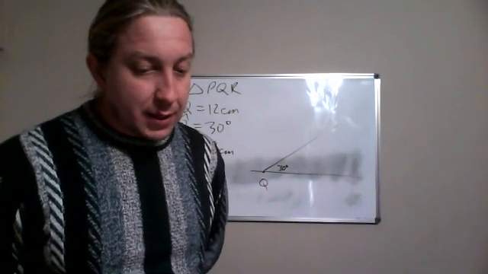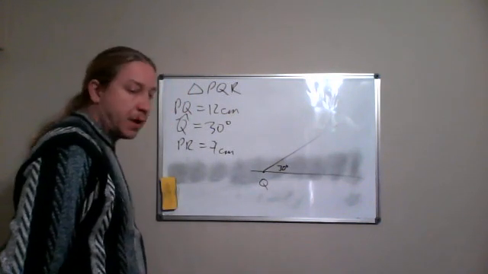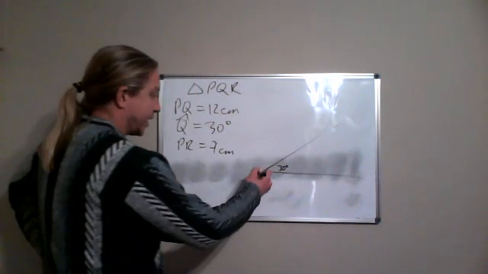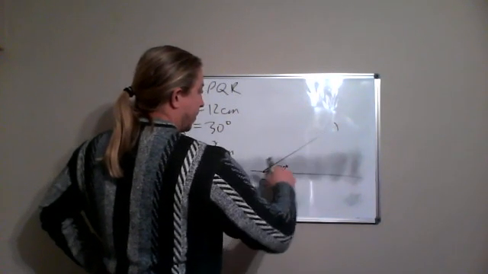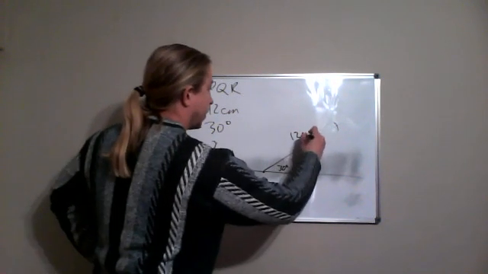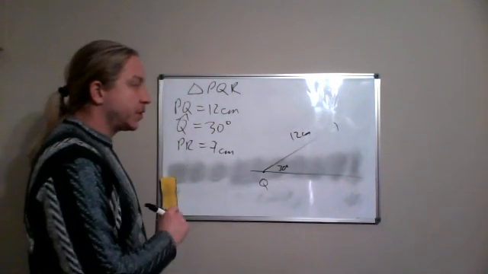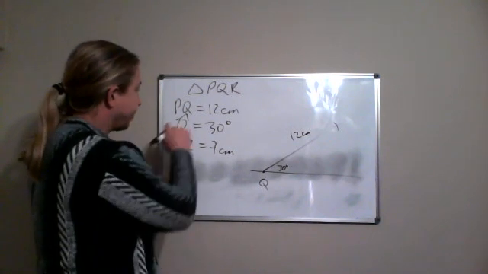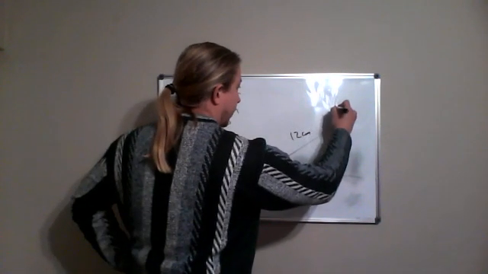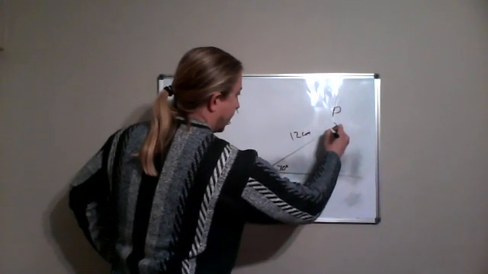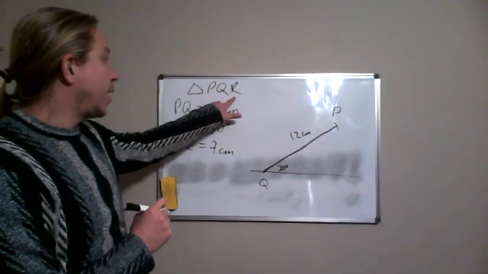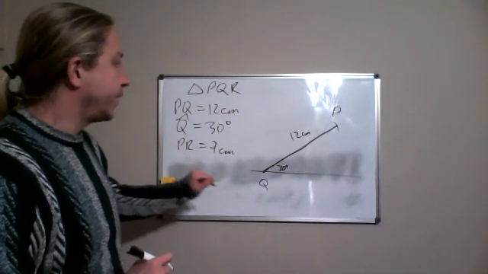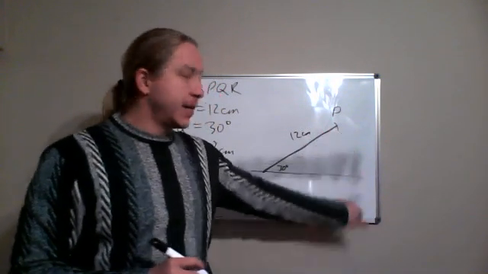So we have triangle PQR with PQ 12 centimeters and PR 7. So QP is 12 centimeters. I'll make my mark here. There it is. You can make a mark with your compass or with a ruler. That's our point P, and we fill that in. Now they say PR is 7 centimeters. So this line is 7 centimeters.